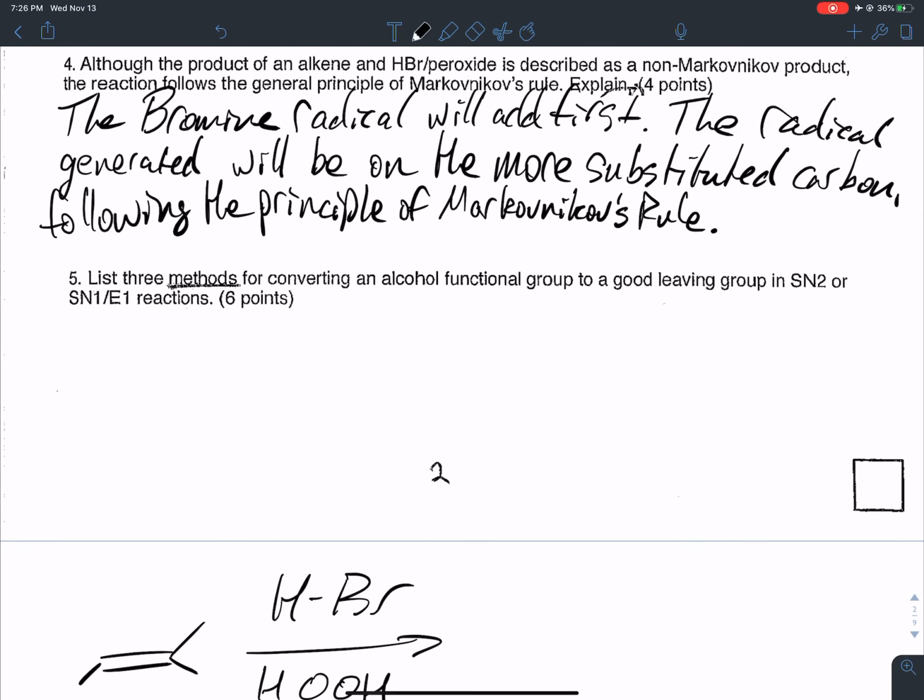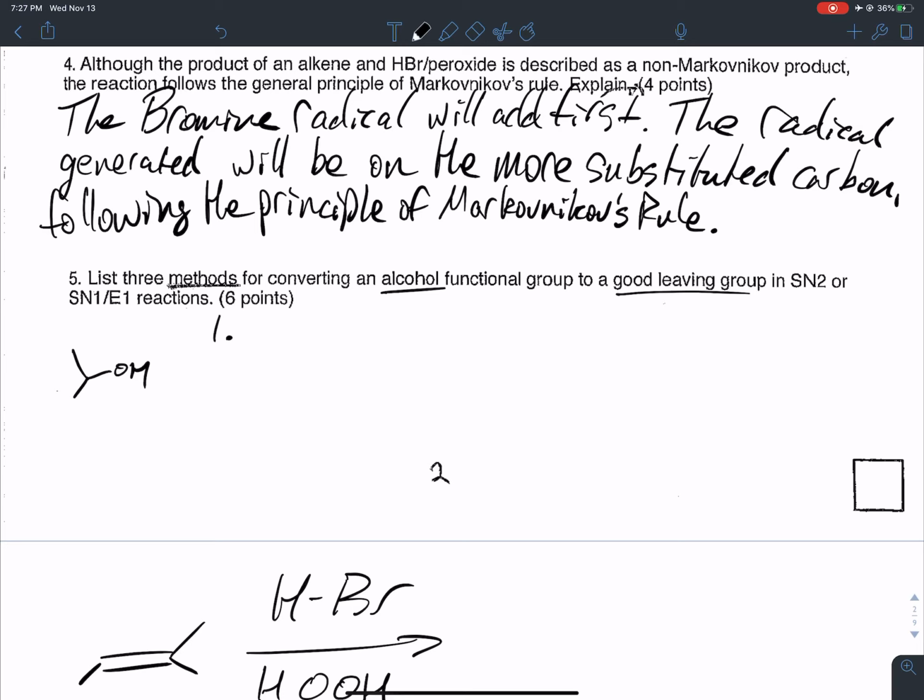Awesome. Number 5. List 3 methods for converting an alcohol functional group to a good leaving group in SN2 or SN1/E1 reactions. So we're going to convert an alcohol to a good leaving group. And there are a few ways we can do that. Let's look at what we've got to start with. So let's just say, right here. Currently, it's not a good leaving group, is it? What's one way we could make it a good leaving group? Protonate it. Yeah, that's one great way to start.